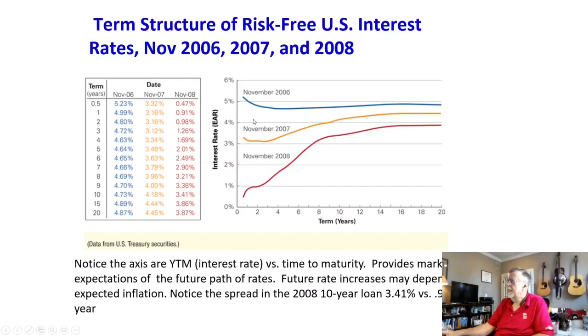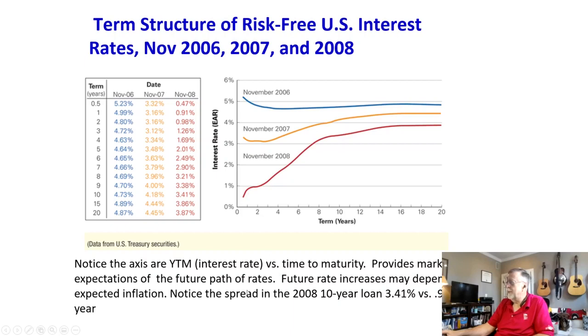So look at this term structure of risk-free interest rates. This is November 2006 to 2008. This is the term in years, and it goes out 20 years, and then this is the interest rate. Notice how 2006 is paying 5%, 2007 is dropping down and moving up, and then look at 2008. That's when the market was kind of melting down a bit, and there's all kinds of fluctuation going on.